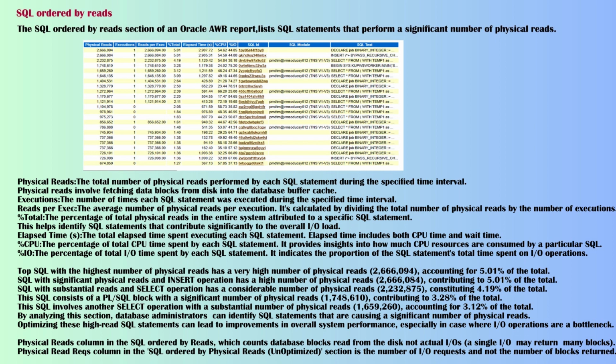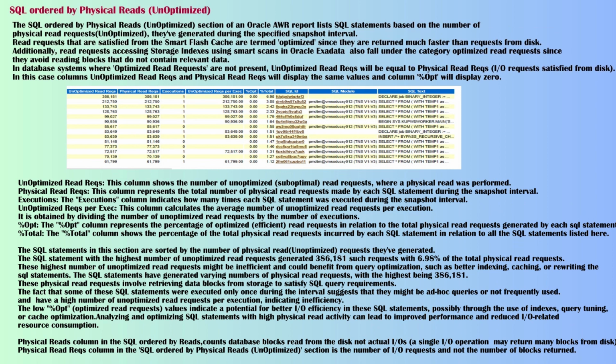Physical read recs column in the SQL ordered by physical reads, UnOptimized, section is the number of I/O requests and not the number of blocks returned. The SQL ordered by physical reads, UnOptimized, section of an Oracle AWR report lists SQL statements based on the number of physical read requests, unoptimized, they've generated during the specified snapshot interval.